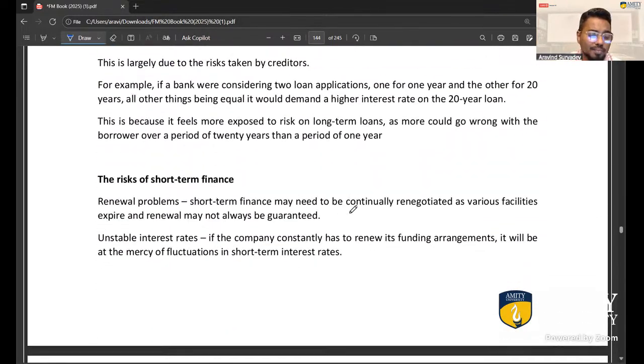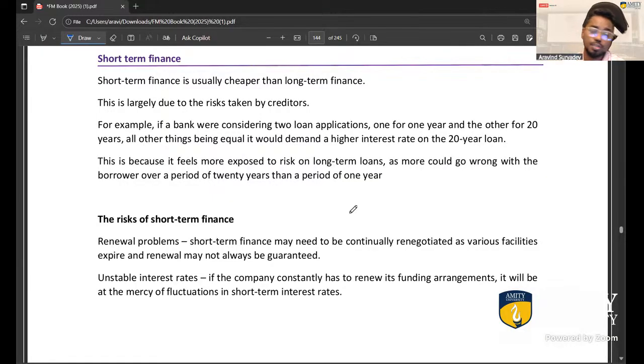Now, moving on from there, short-term finance is usually cheaper than long-term finance, because the risk taken by creditors is low. But even though it is cheaper, the point is that short-term finance has to be renewed in the short term also. So if you're relying on funding your permanent current assets using an overdraft or something, an overdraft has to be renewed every year. So next year, will you have the overdraft is a big question.